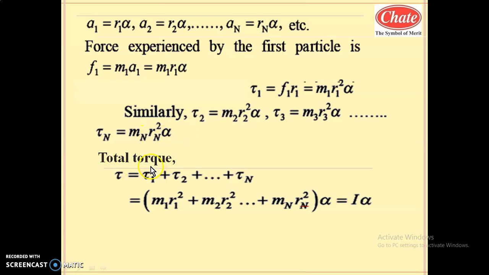Now the total torque will be the sum of the torques acting on the n particles, that is tau 1 plus tau 2 plus so on, tau n. When we add all the torques, alpha can be taken common, and inside the bracket we have m1 r1 square plus m2 r2 square plus so on, mn rn square. This bracket term is I, hence the torque equals I alpha. Here I is a tensor quantity, alpha is an axial vector, so torque is also an axial vector.